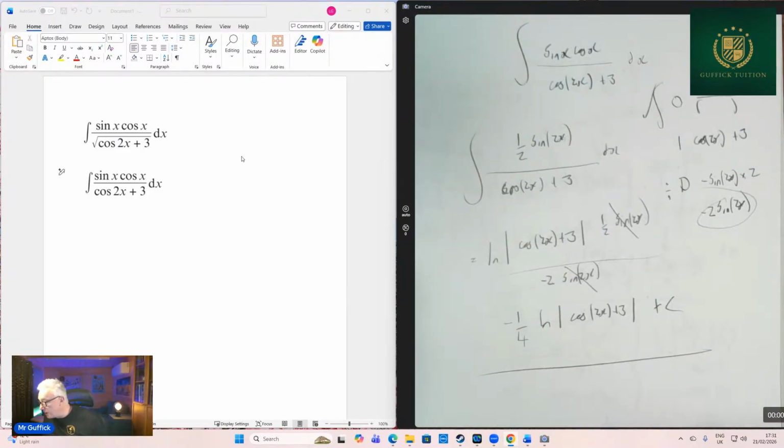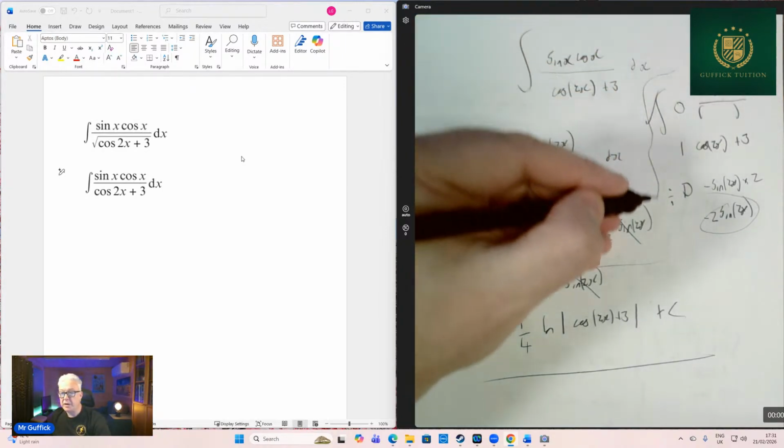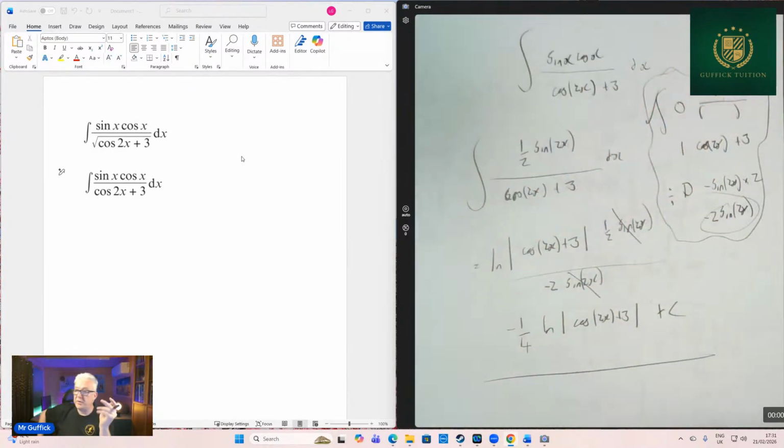Okay, good. Well, I'm glad that makes sense to you, Dorcas. But I really like that little method, identifying the outer, the inner, and the derivative.